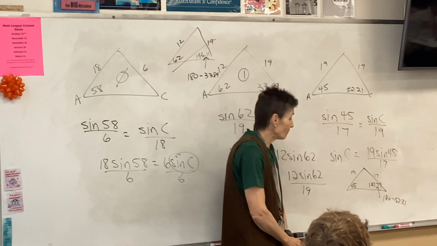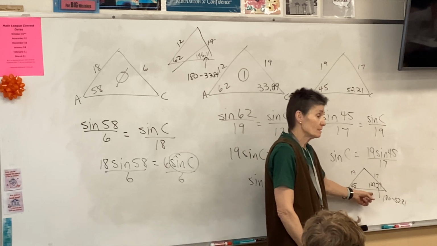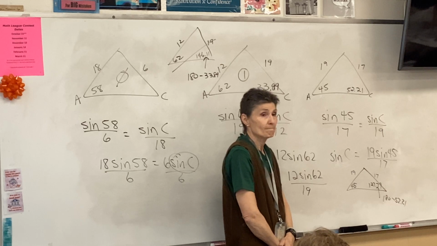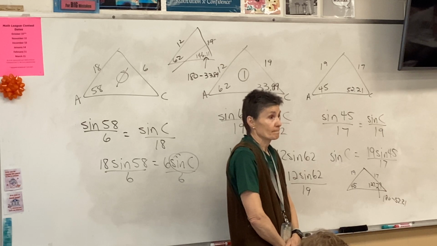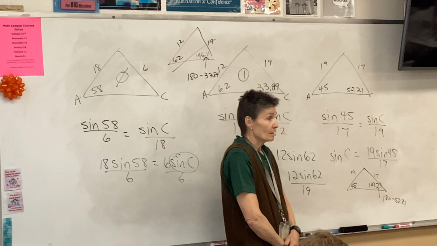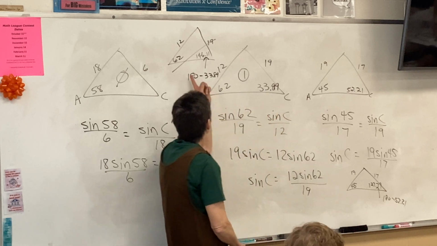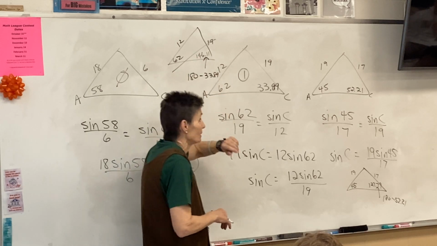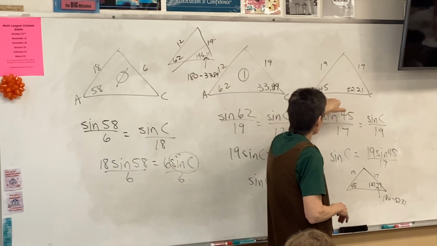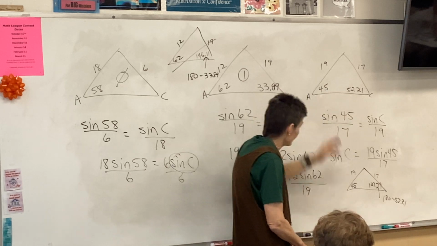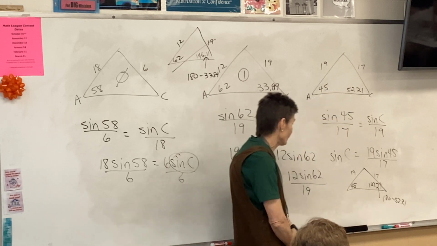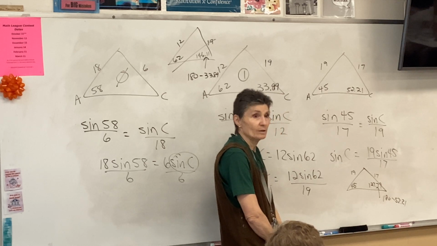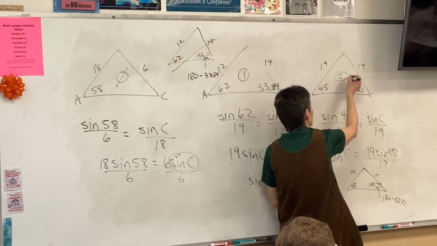Can you have a 127 and a 45 in the same triangle? Yes, you can. You couldn't do this one because 62 and 146 is more than 180 and that's not possible. But this one's okay because if I add these together, I only get 170 something. So that's good. So this one has two triangles.